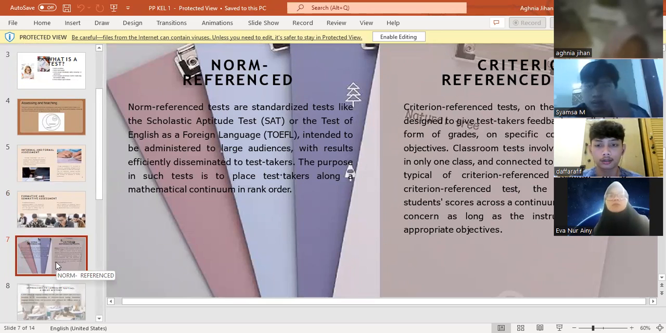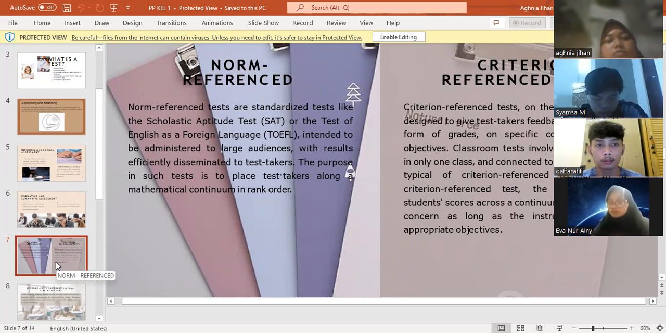And the first, we will talk about norm reference. So norm reference tests are standardized tests like the Scholastic Aptitude Test or SAT, or the Test of English as a Foreign Language or TOEFL, intended to be administered to large audiences with results efficiently disseminated to test takers. And the purpose in such tests is to place test takers along a mathematical continuum in rank order.